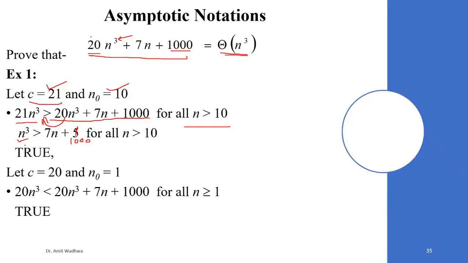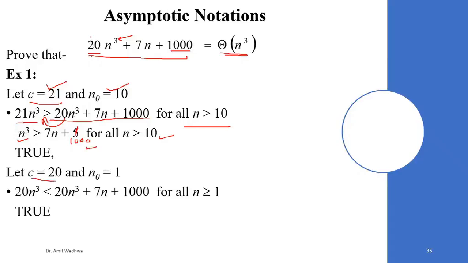So if I figured out this, suppose the value of n I put is greater than 10, so based on this it should be greater than this. So 10, if I multiply it with 10 even, it will be 70 plus 1000, 1070, and this will be 1000 only, so it will be less than. But I am saying n greater than 10, so it will be 11 here, and 11 cube will be higher than this particular total sum. So this is true in this case.